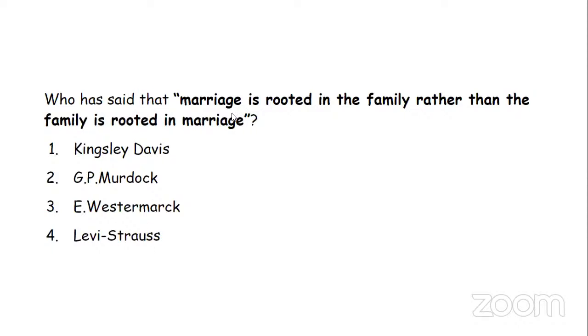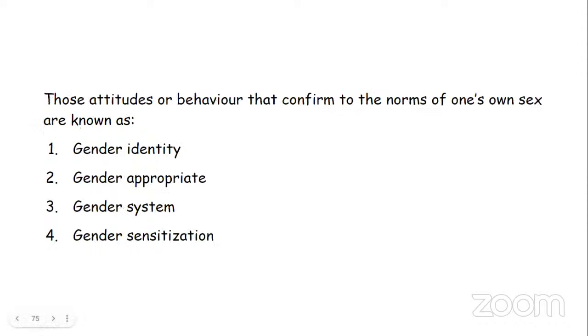Who has said that marriage is rooted in the family rather than the family is rooted in marriage? Whose words is this? The options are Kingsley Davis, G.P. Murdoch, E. Westermark, and Levi-Strauss. And the right answer is Westermark. He said this statement: marriage is rooted in the family rather than the family is rooted in marriage. Now to our next question.